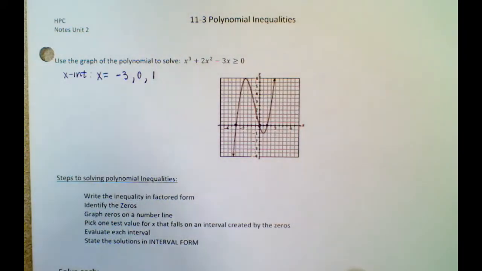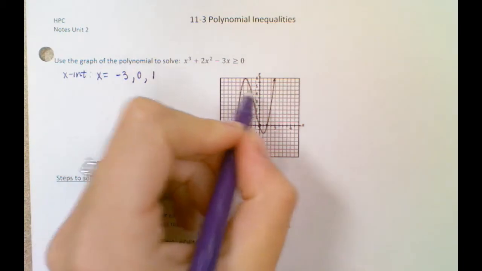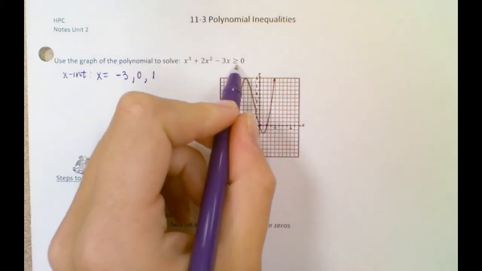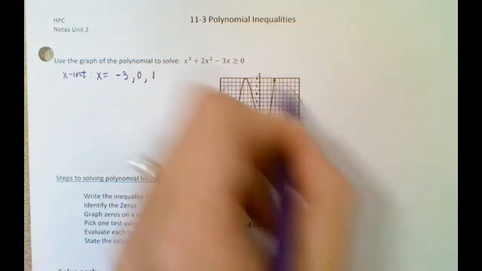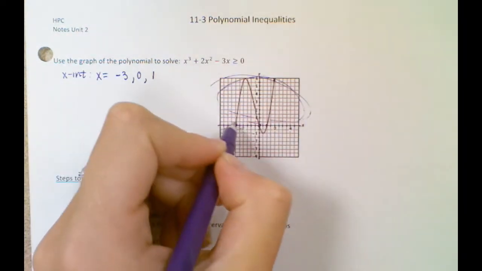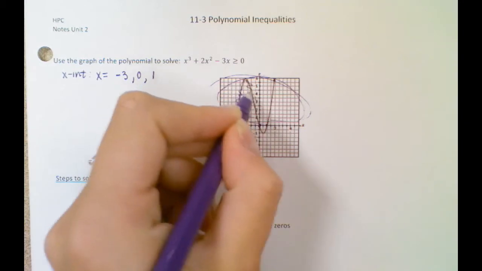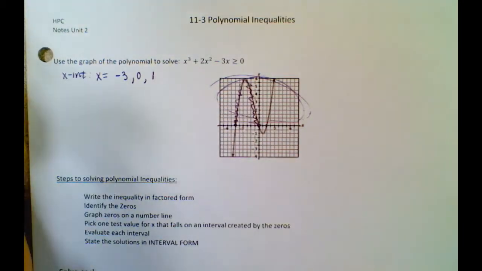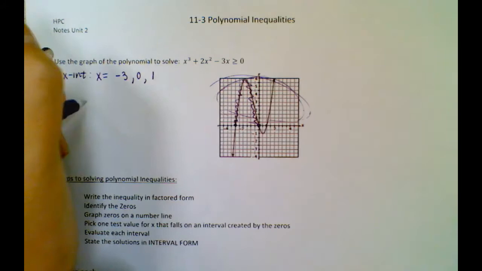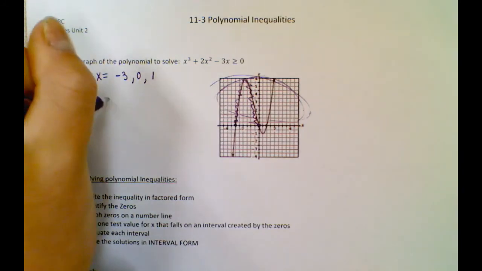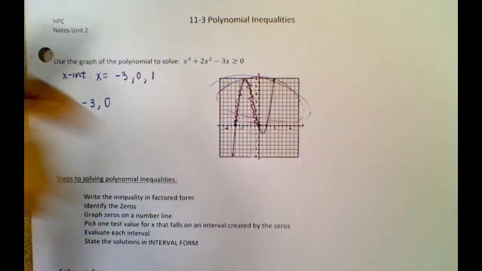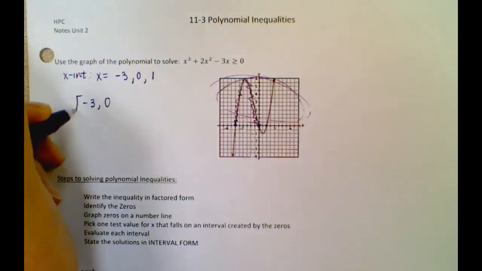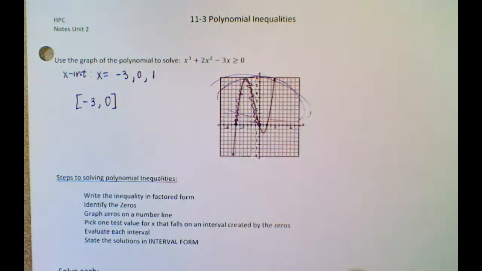So from here, now we just want to show the solutions when this polynomial is greater than 0. So everything that's up here in this area, okay? So from here to here, the function is greater than or equal to 0. So from -3 to 0. And we want to include those points because the function is allowed to equal 0. So we're going to put brackets on those guys, all right?